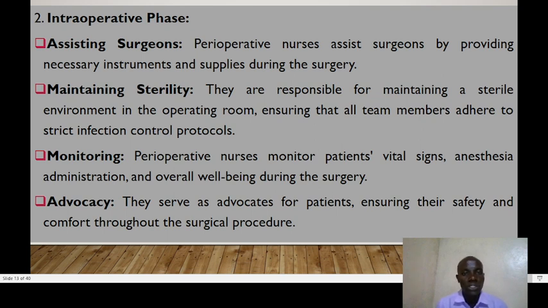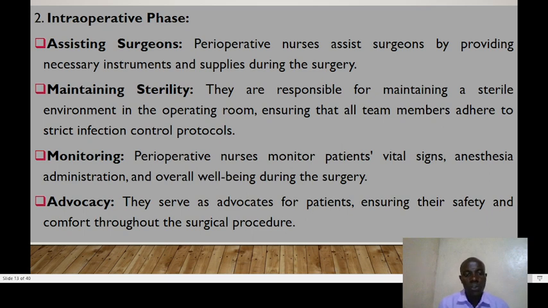So in assisting the surgeon, you need to assist the surgeon by providing the necessary instruments and supplies during the surgery. In maintaining the sterility, it's your responsibility to ensure that you maintain a sterile environment in the operating room, ensuring that all members adhere to the strict infection control protocols. And this is majorly to minimize, avoid, and prevent all kinds of infections. You also need on monitoring, as a perioperative nurse, to monitor the patient's vital signs, analgesia administration, and the overall well-being of the patient during the operation.